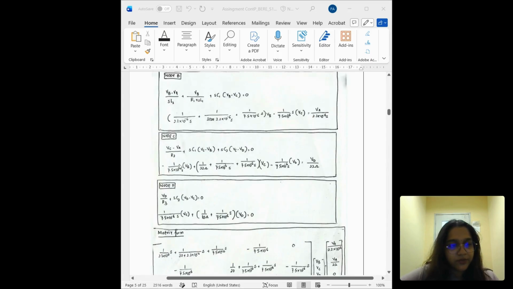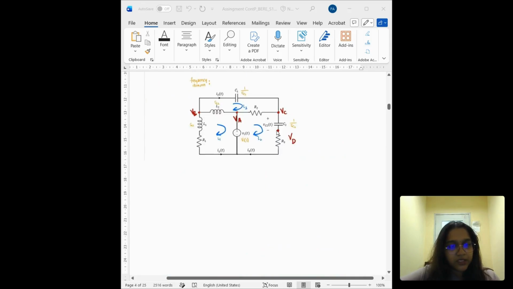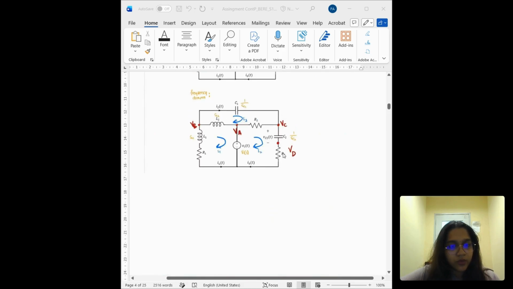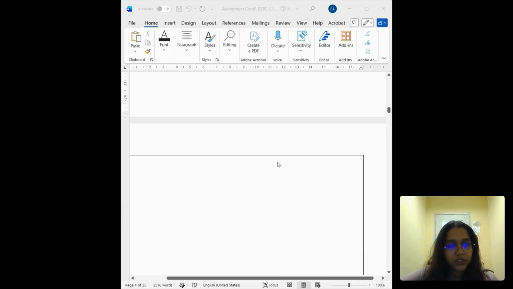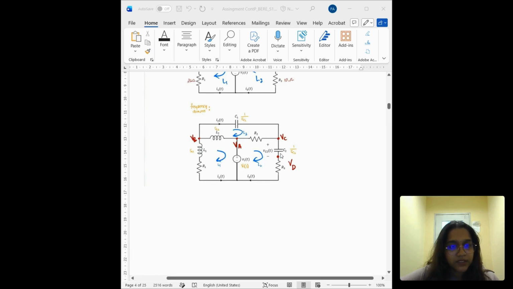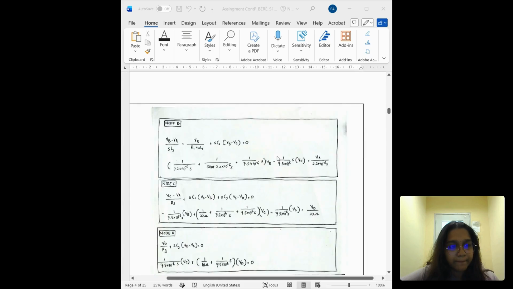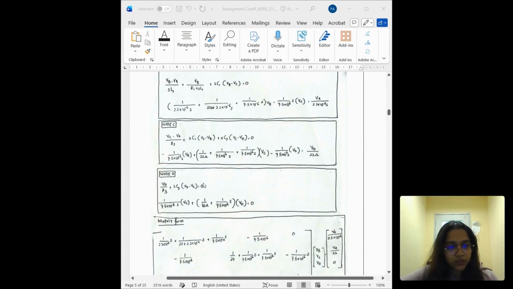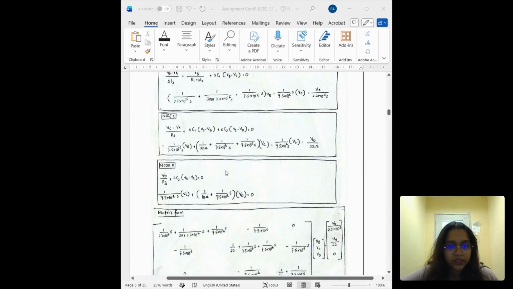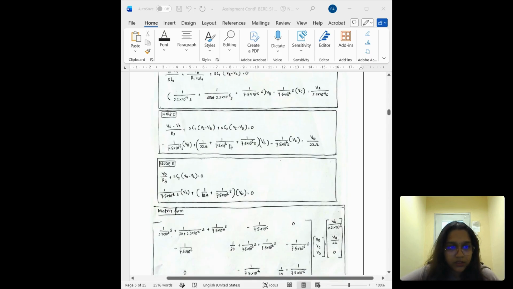Lastly, for KCL for node D, there's just one component here, so it's VD over R3, and then VD minus VC multiplied by sC2 equals 0. Substituted all the values. And for the next step, I did the simultaneous equations in matrix form.